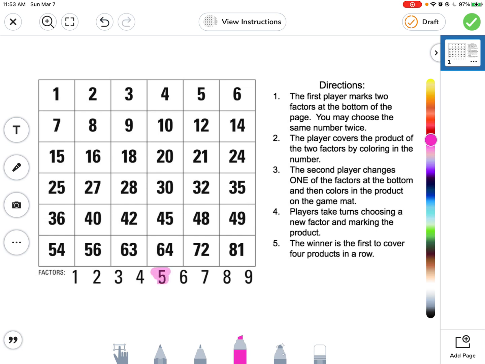So if I wanted to do something like 5 times 5, remember, factors are the numbers in a multiplication problem that we're multiplying. Or I can choose something like a 5 times 6. So I'm going to choose the two factors of 4 and 7. I'm going to highlight to show that those are the two factors I'm working with. Then I'm going to multiply and find the product of those two factors. So 4 times 7.